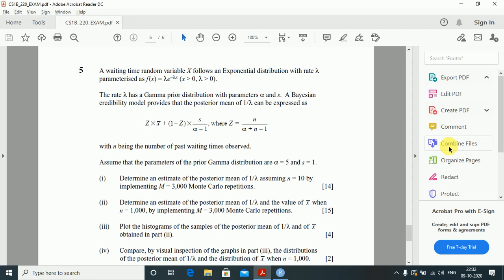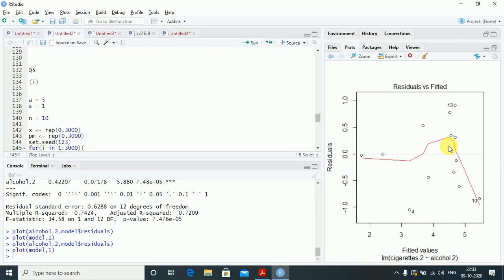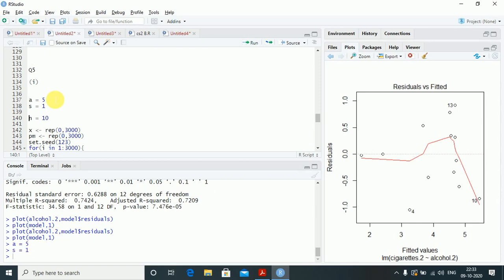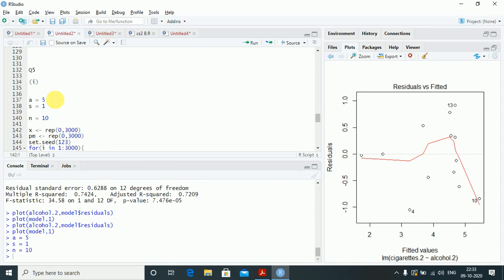Assume that the prior parameters of the prior gamma distribution are 5 and s. Determine the estimate of the posterior mean of 1 by lambda, assuming n equals 10 and implementing m equals 3000 Monte Carlo simulations. So we have been given alpha equals 5, s equals 1, n equals 10. And now we need to do 3000 simulations.